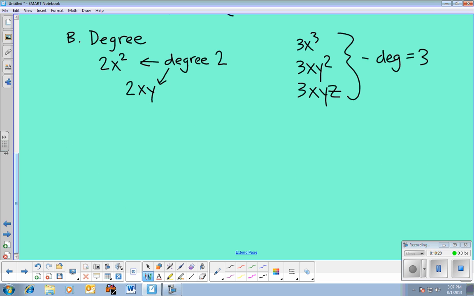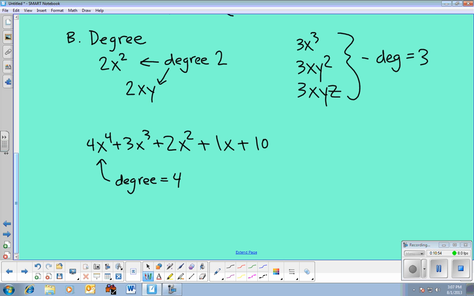Now, if you want to know the degree of the entire polynomial, you go to the term that has the most, okay? So 4x to the fourth plus 3x cubed plus 2x squared plus 1x plus 10. The degree of this polynomial is 4 because the term with the most has a degree of 4. So this would be a fourth degree, 1, 2, 3, 4, 5-term polynomial. Okay, so count the letters, including the repetitions of the exponents. Count the letters, and whichever term has the most, that's the degree for the whole thing.